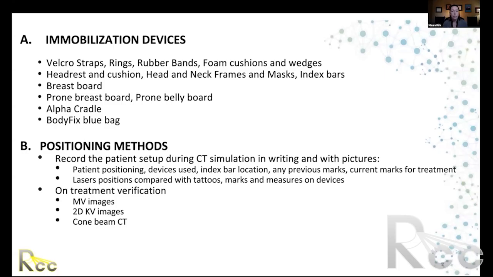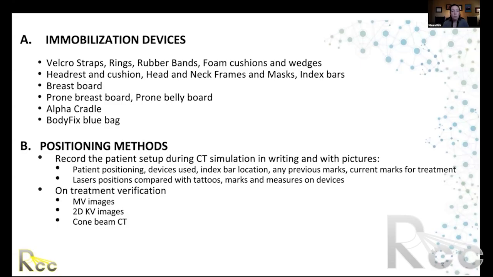Some of the things that it's important to record would be how the patient was positioned, which devices were used, and the index bar location. On some CT couches and treatment couches, there are notches that an index bar can lock into, so that you know exactly where on the table the patient was positioned or that a device was used. So it's important to note those index locations so that they can be used for treatment.